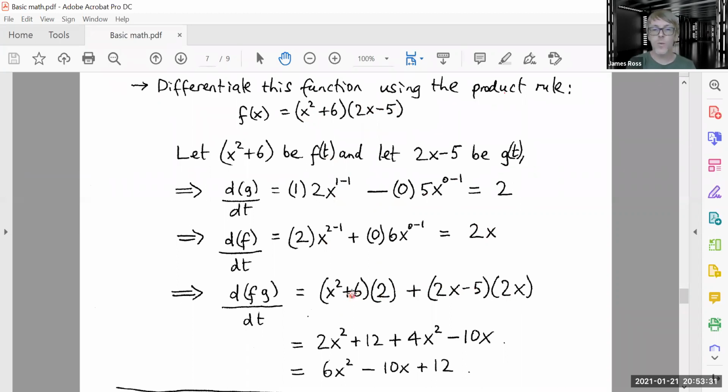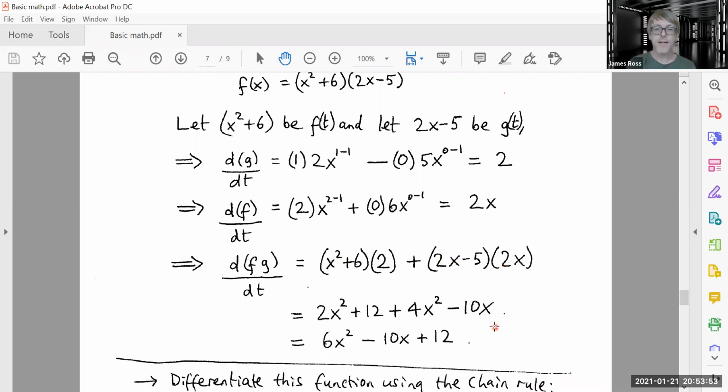So now we can see we just have to multiply everything here by 2. So we've got 2x squared plus 12. And then in the second term, we've got 2x multiplied by 2x, which is 4x squared. And then 5 multiplied by 2x is 10x. Then we can just clean this up a bit. We've got 2x squared plus 4x squared, that's 6x squared. And then we've got minus 10x here, and then we've got the plus 12 over here.